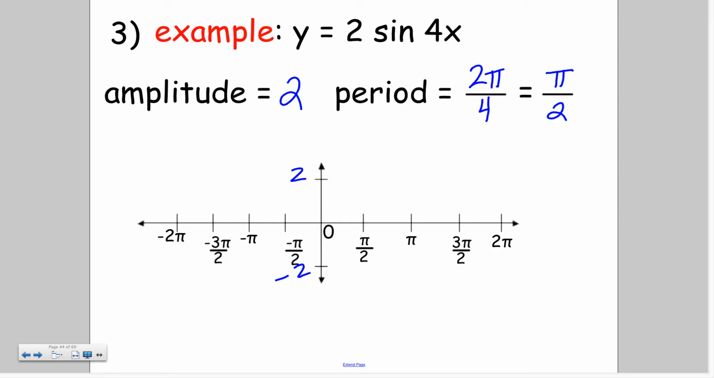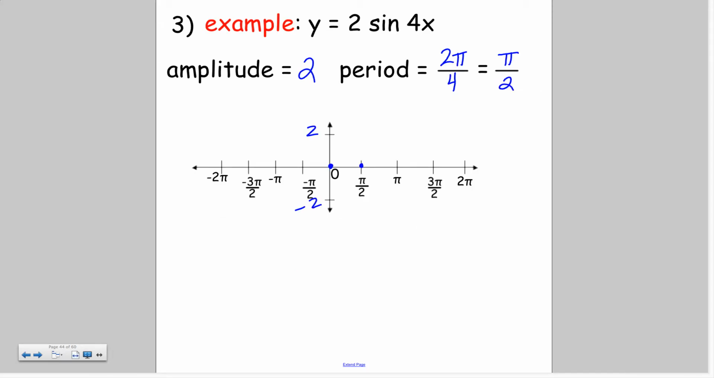And it stops at pi over 2. So my graph is stopping here. So that's the length of one wave. So now I've got to find all those other points. I only have 2, I got to have 5. So to do that, we're going to take the average.